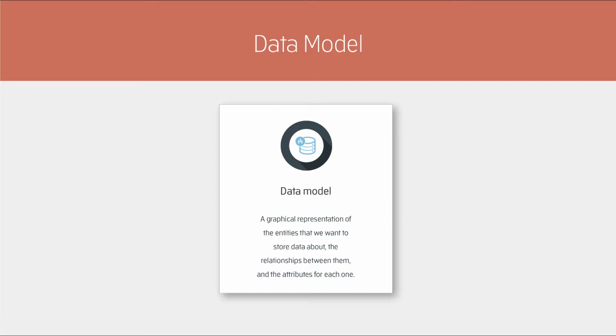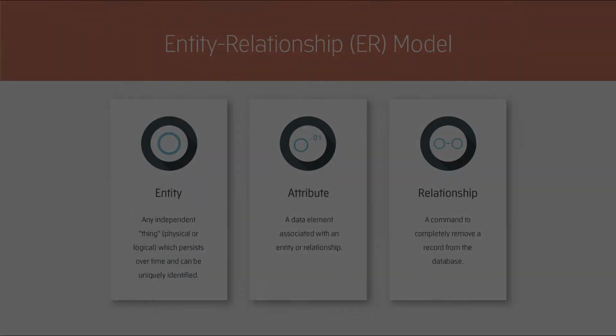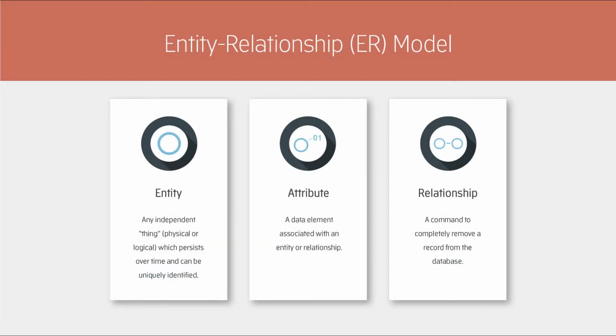A data model for your application will need to include or model all the entities that your application intends to use and all the relationships between them. There are several ways to create such a model, and the best known one is the entity relationship diagram. The entity relationship, or ER model, is a specific structured way of data modeling for relational databases. As we previously mentioned, an entity is any independent thing, physical or logical, which persists over time and can be uniquely identified. Examples of entities are cities, users, and products.